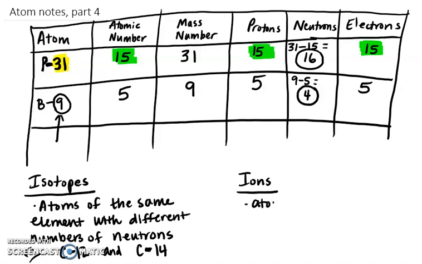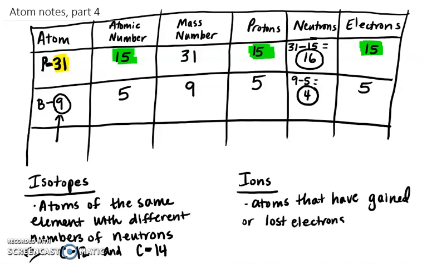And these are atoms that have gained or lost electrons. And so what happens when you have an ion is that protons and electrons are not equal, okay? And we'll learn about the 2 types of ions. They're called cations and anions when we start learning about naming in the next chapter.